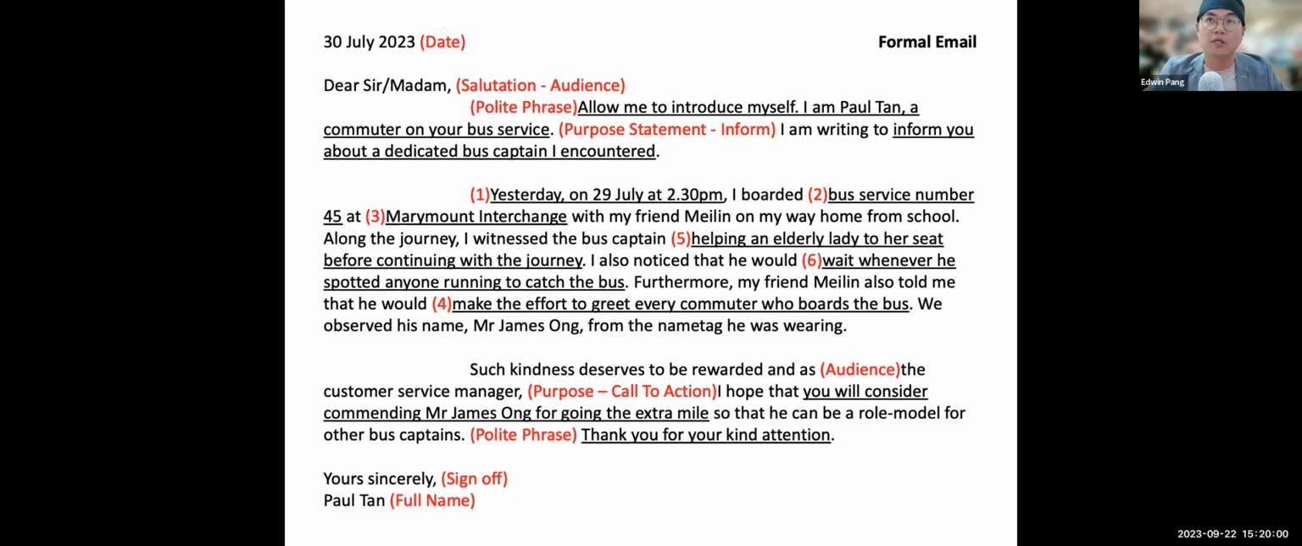You decide whether you want to command Mr. James Ong because you are the manager. So you are politely asking him to do this, not commanding him to do it. That will be the wrong tone. Do you all understand? Because the tone is very important. When you're writing a formal email, it must be very polite and it must be correctly toned, correctly pitched, okay?